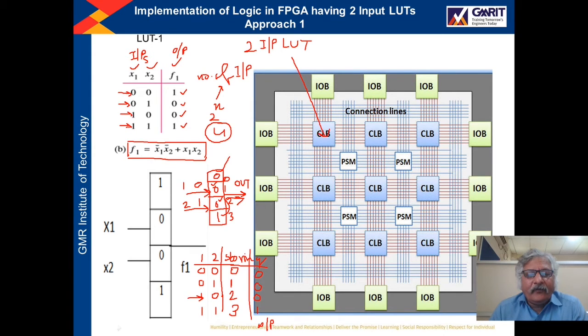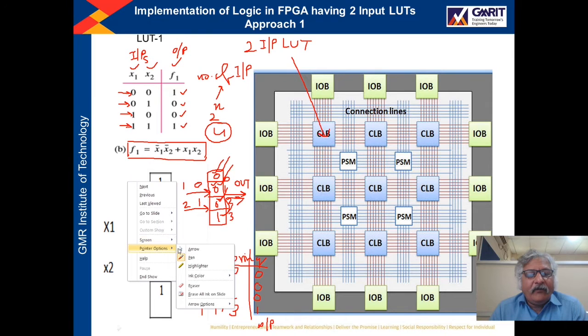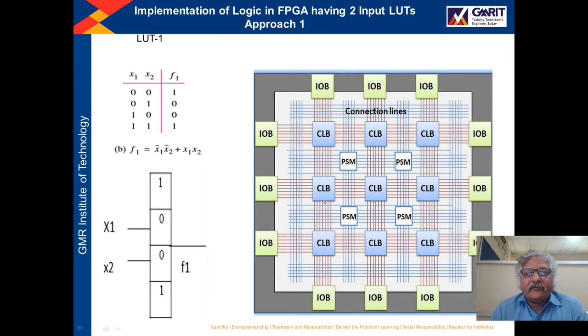So in this way, if you see this truth table, it is basically the truth table of an AND gate. So if in this 2-input LUT we store 0 0 0 and 1 in this fashion, then 2-input AND gate logic is implemented. So this is the way we will implement it.